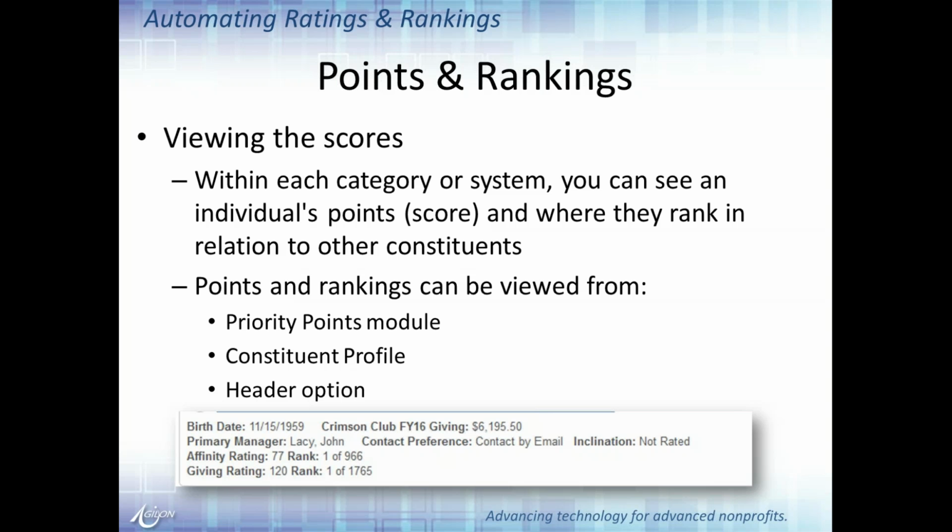Once you have established or built your priority points, we want to be able to look at them in a couple different ways. One, you can look at each category or system and you can see a person's score. So that's going to be all the points that they have accumulated within that individual system. And we can view those points and or rank in relation to other constituents within the priority points module. We can also see them in Constituent Profile. And there's also a way to bring them into the header, which we see at the bottom of the screen.